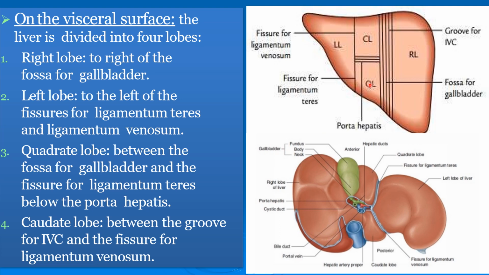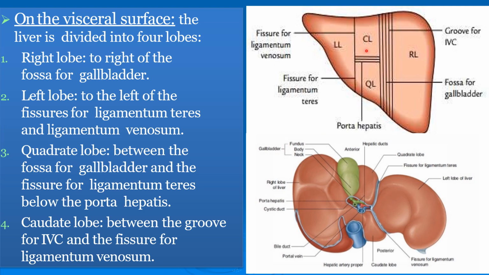The quadrate lobe is seen between the fossa of gallbladder and the fissure for ligamentum teres, below the porta hepatis. This is porta hepatis. Below porta hepatis, between this fissure and the fossa of gallbladder.